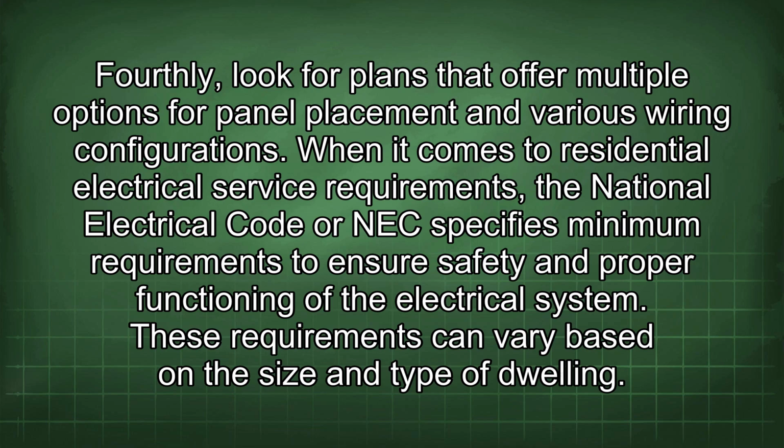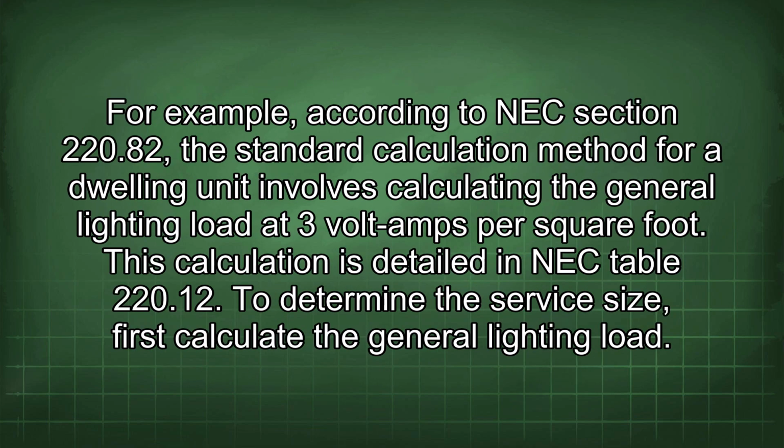When it comes to residential electrical service requirements, the National Electrical Code, or NEC, specifies minimum requirements to ensure safety and proper functioning of the electrical system. These requirements can vary based on the size and type of dwelling. For example, according to NEC section 220.82, the standard calculation method for a dwelling unit involves calculating the general lighting load at 3 volt-amps per square foot. This calculation is detailed in NEC Table 220.12.